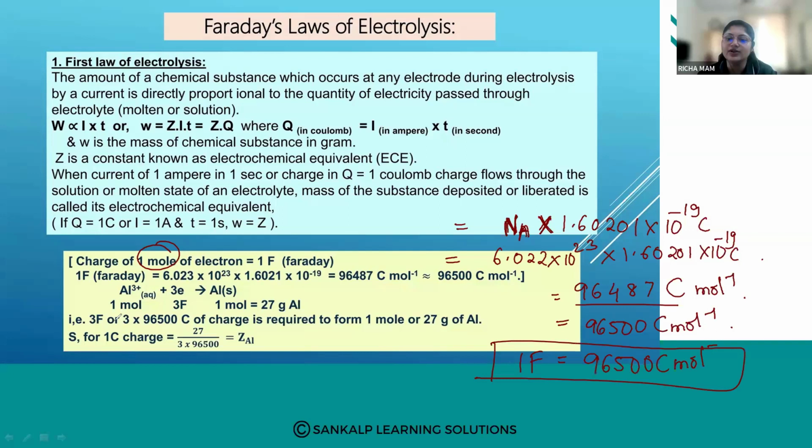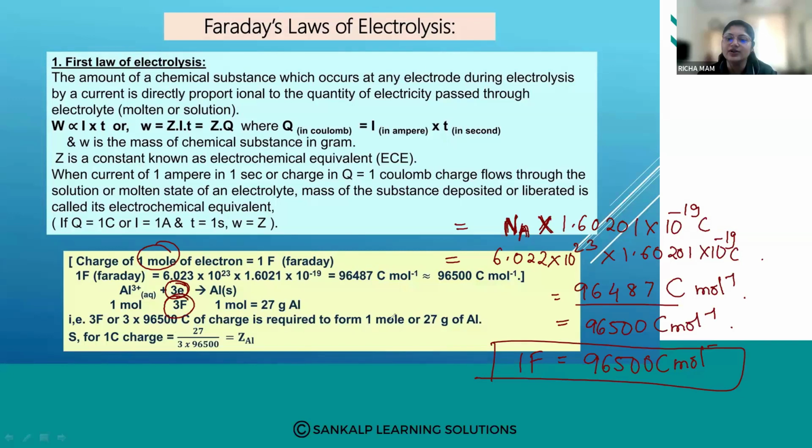3 electrons means how much current is passed? It is 3 Faraday, because the charge of 1 mole of electrons is 1 Faraday. So 3 moles of electrons is 3 Faraday, giving you 1 mole. So for 1 mole of Al, what is the equivalent weight of Al? It is 27 grams. So therefore 3F will be equal to 3 into 96,500.